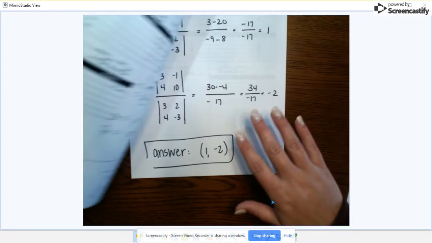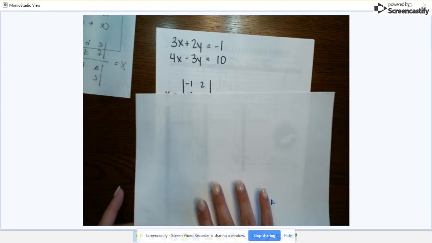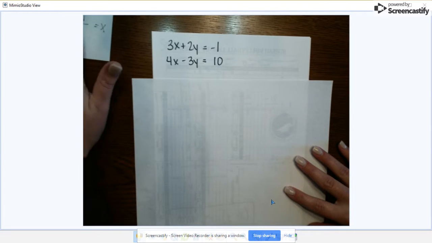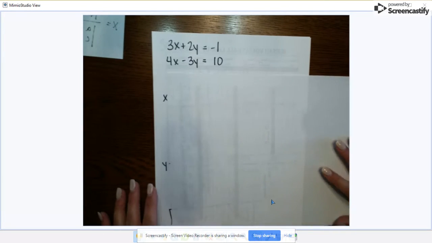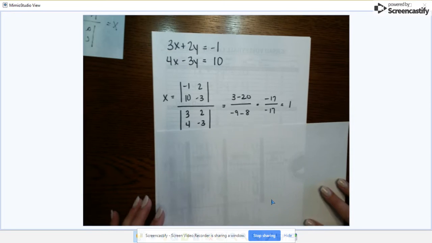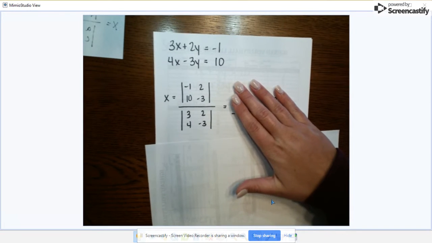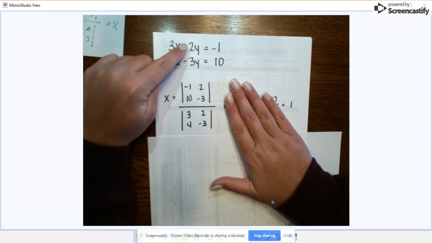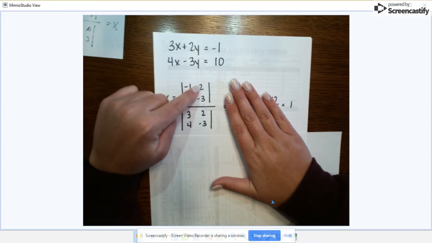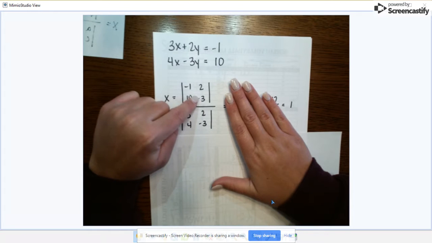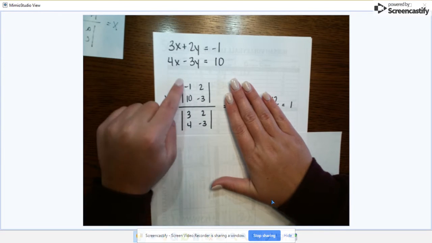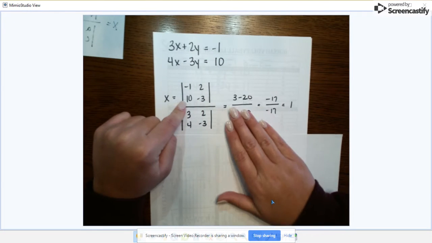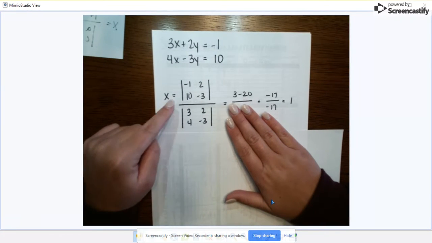Here I have two equations, 3x plus 2y equals -1 and 4x minus 3y equals 10. Our goal is to find an xy solution. So we're going to use what we just defined as our x. Our numerator was E and F, and then B and D. So we plug those numbers in. Make sure you use the sign that's out in front. And then straight lines mean determinant. So 3 minus 20 gives us -17.